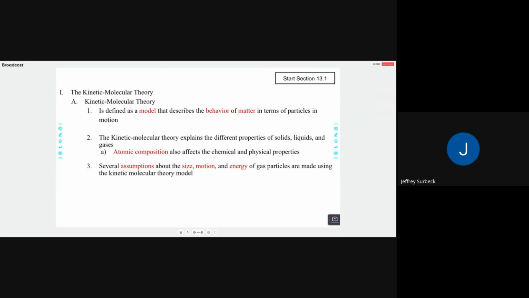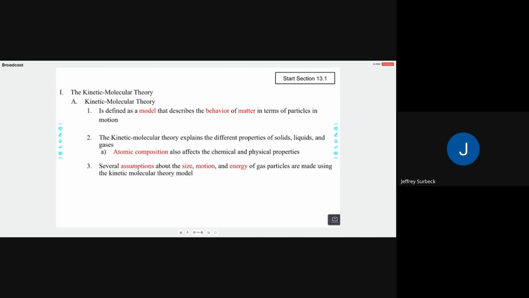All right, so today we kick off the chapter, whose title is States of Matter. We take a little time to describe how we are going to describe the states of matter. We start out with the kinetic molecular theory, which I abbreviate quite often as KMT, so you'll hear me say the kinetic molecular theory.